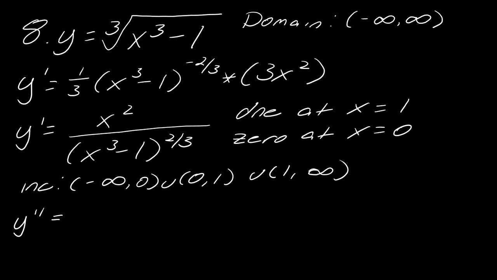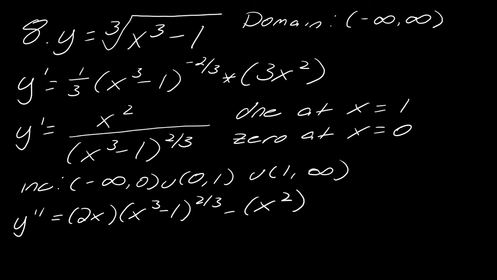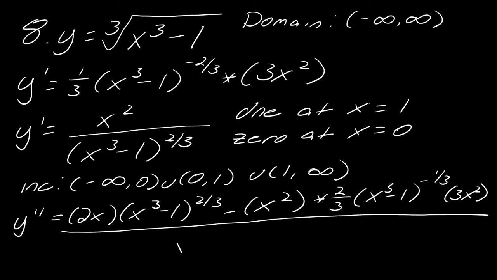Okay, so now to take the second derivative of this, I'm going to have to use a quotient rule. So this is going to be a little bit of a nastier derivative. Taking the derivative of the top, that'll just be 2x, and then I leave the bottom part alone, and then I subtract this off. I leave the top part alone, and now I have to take the derivative of the bottom, so I have to use a chain rule here. So this will be 2/3 times x cubed minus 1 to the negative 1/3, times the derivative of the inside, which will be 3x squared. All of this divided by the denominator, all of this squared. Okay, so I obviously am going to need a lot more room for this, so let's clear some space.